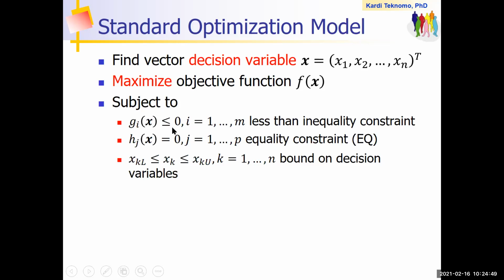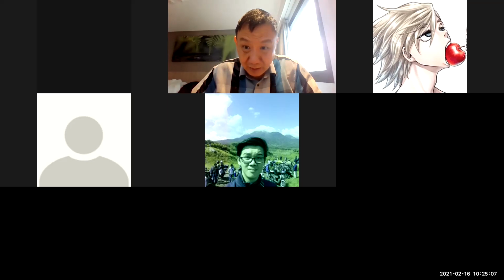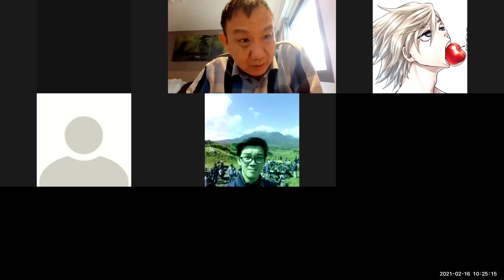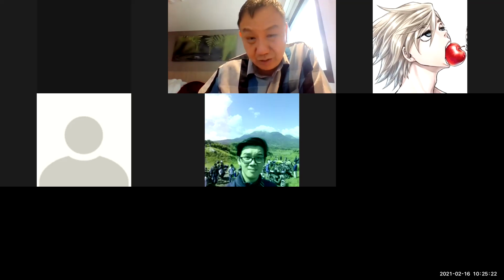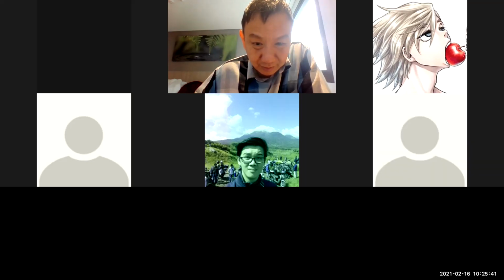Is it clear? Can you find the difference between general optimization and standard optimization? Tell me. Anyone? What is the difference between general optimization and standard optimization? Can you compare the two slides? Anyone? Standard is only for maximize, while general can find the maximize and minimize.